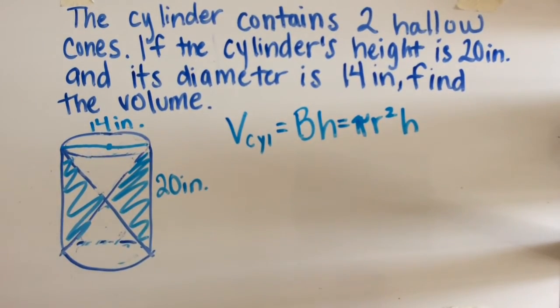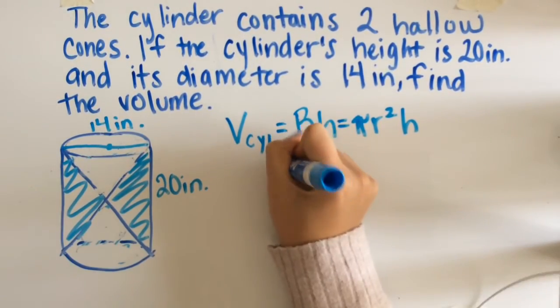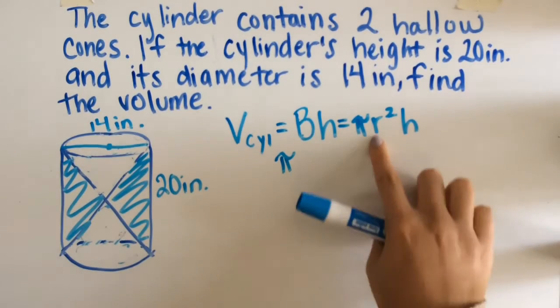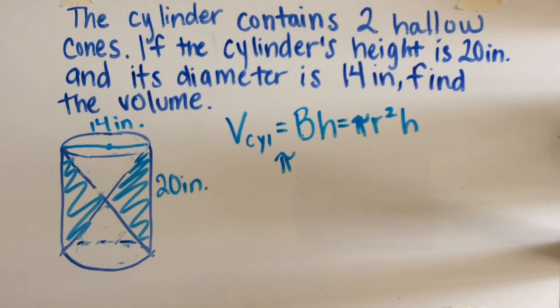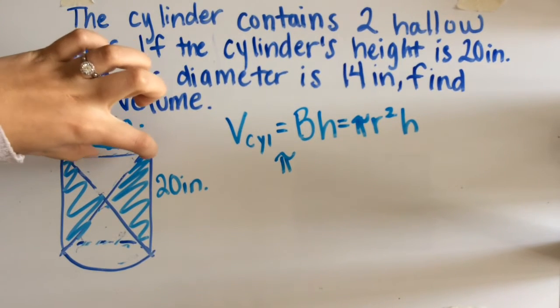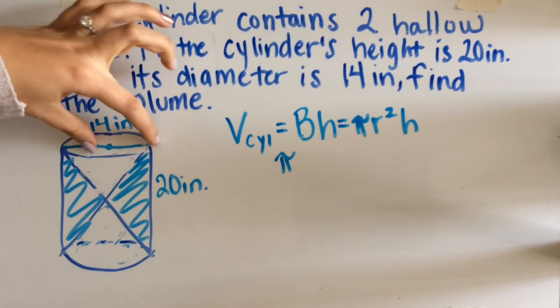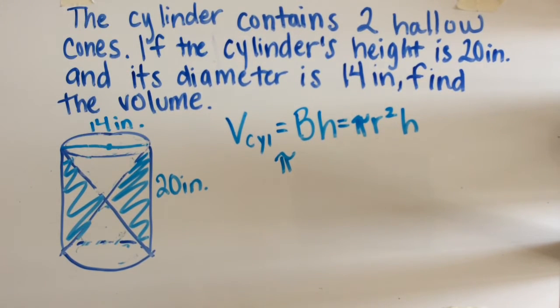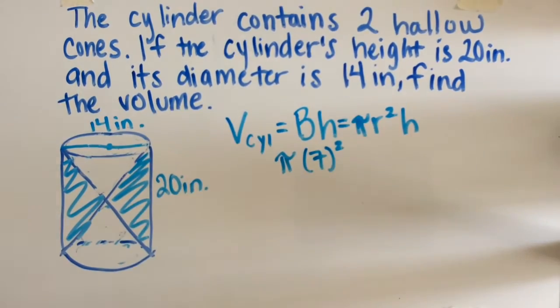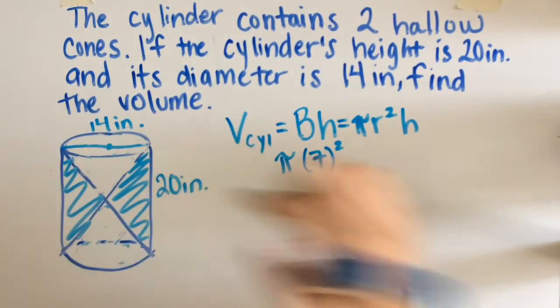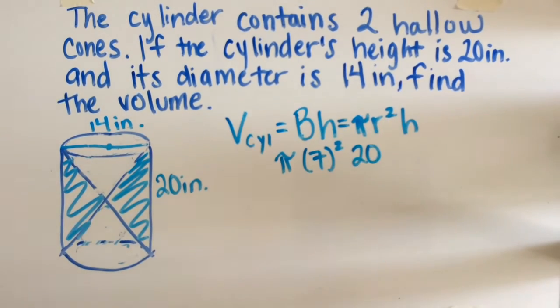Okay, so I'm going to plug in the things I know. So pi, we know what pi is, 3.14. R is the radius. It gave me the diameter. And remember, the radius is only half the diameter. So all I have to do with the diameter is split it in half so I can know just that radius, just this distance right there. So half of 14 is 7, or 14 divided by 2 equals 7. So my radius is 7 squared. And then the height of the cylinder is given to me, that is 20 inches.